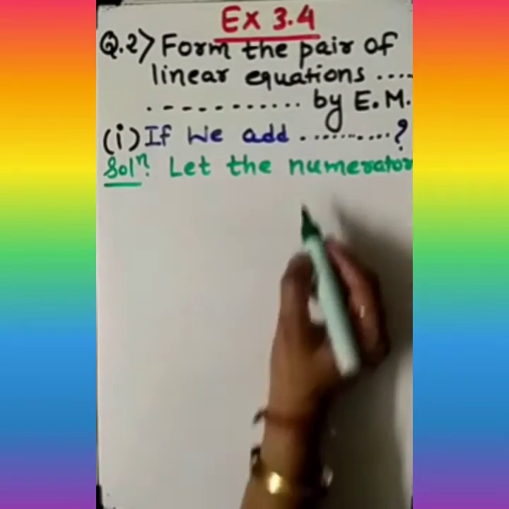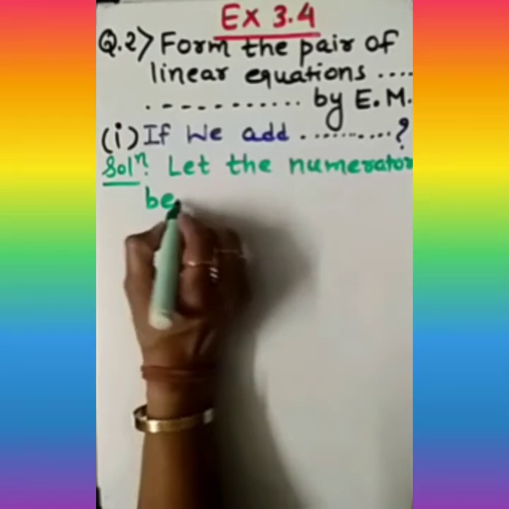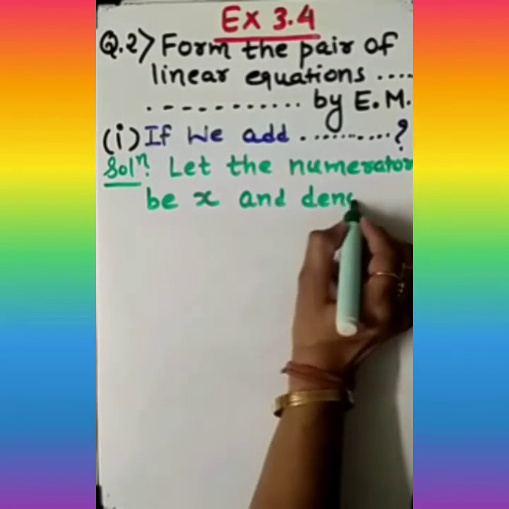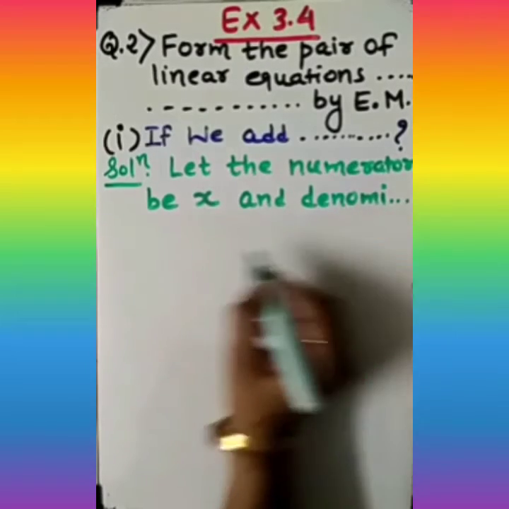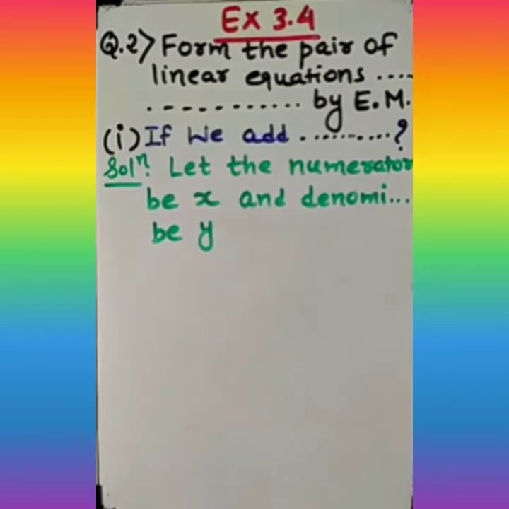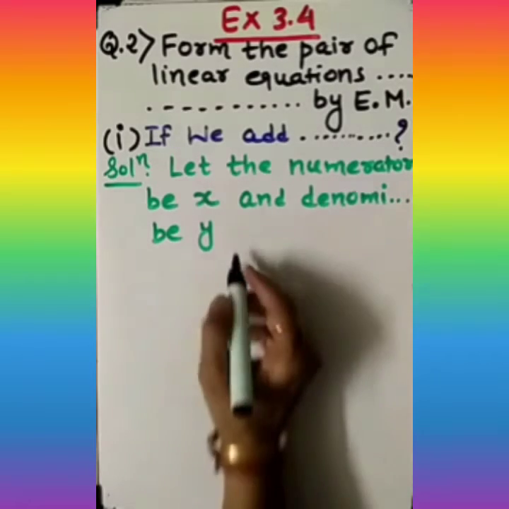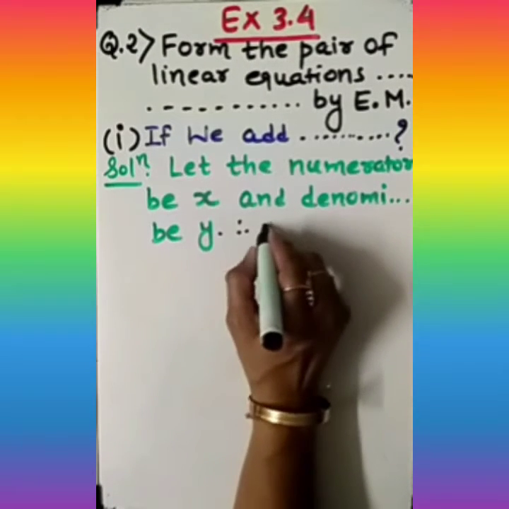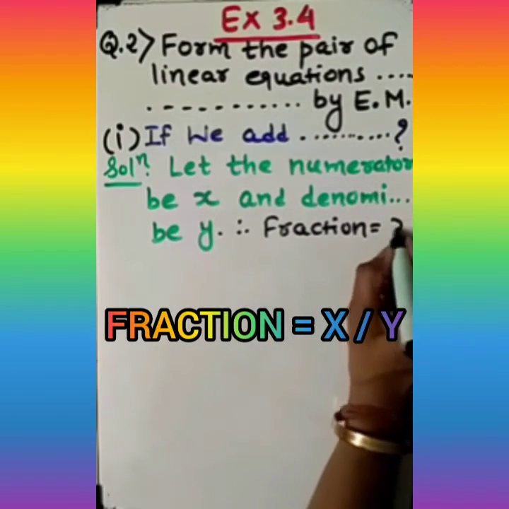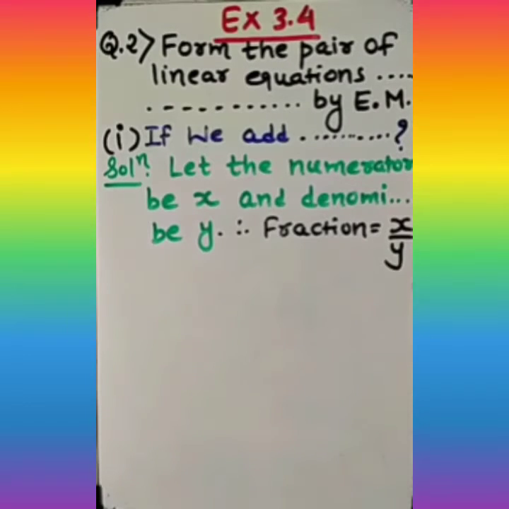be x, we are considering x, and the denominator, in short I am writing, denominator be y. Fine. Numerator be x and denominator be y. So finally I should say the fraction will be x by y. Simple. Now in the question, let me read the question again.